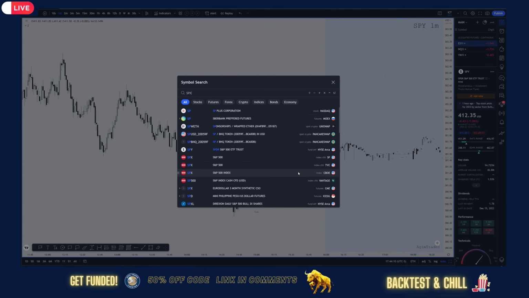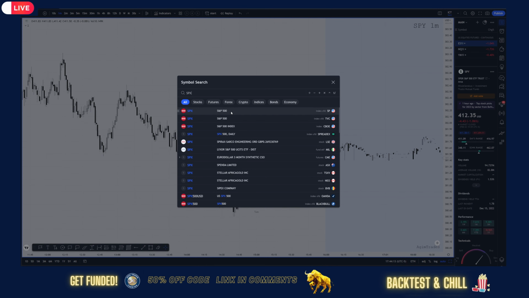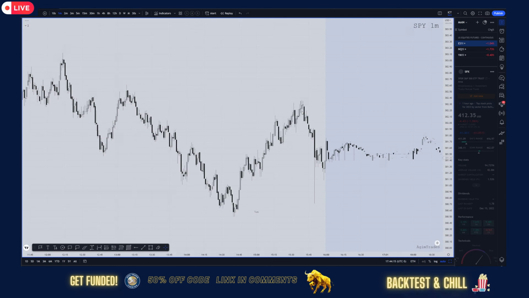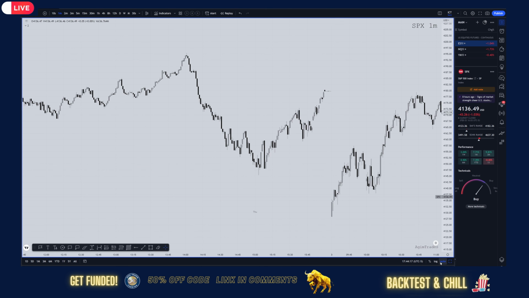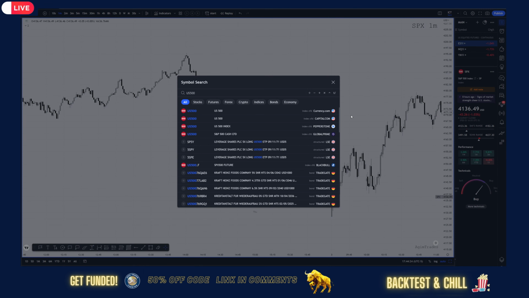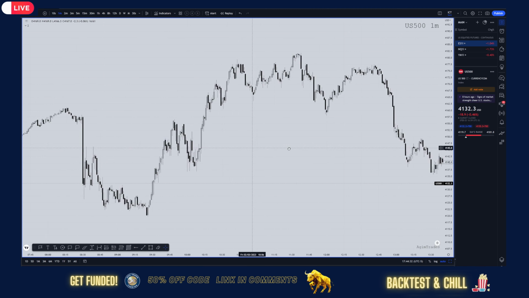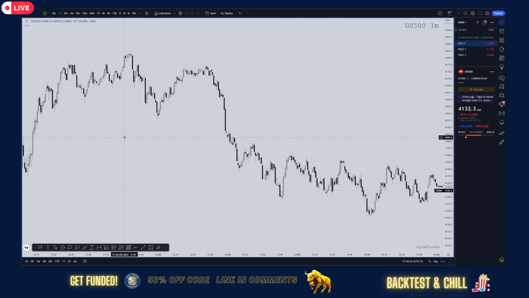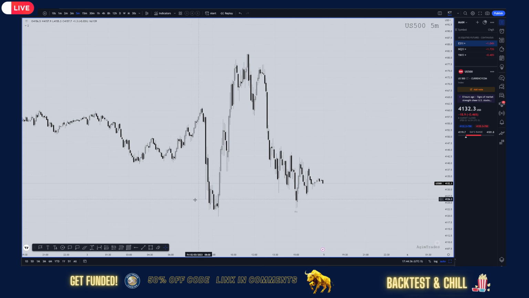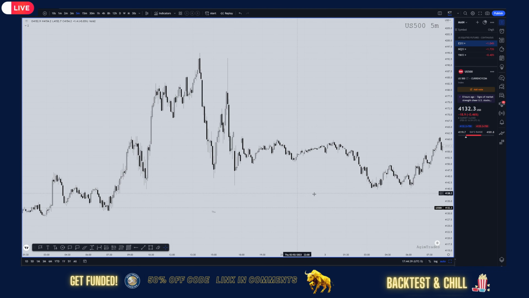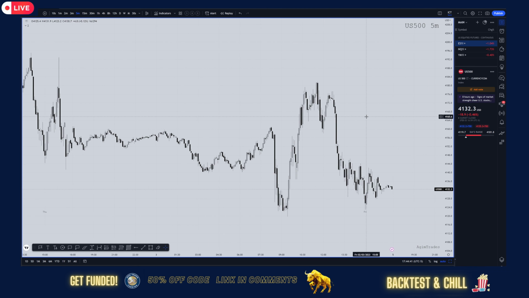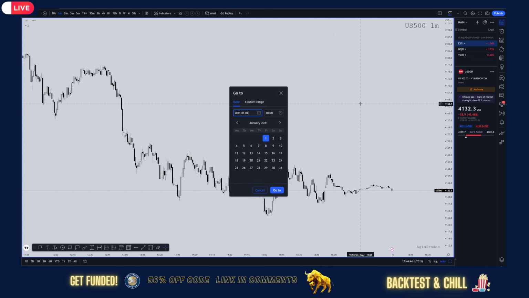So let me try SPX. That is a CFD. There's another one, isn't it? It's like a US 500. Yeah, I think that was it. Currency.com. Let's check this out. 5 minute. I think this will work actually. Yeah. Okay. So we'll backtest with the US 500 at 1 minute and see how far back we can go.